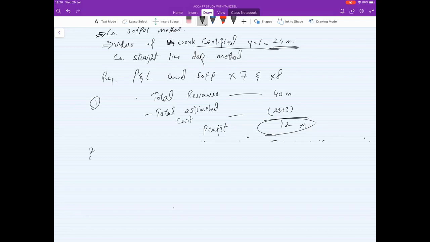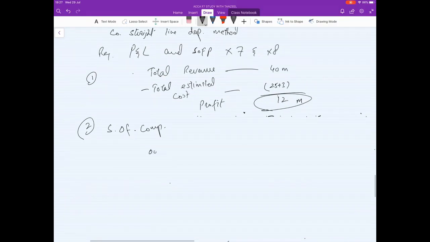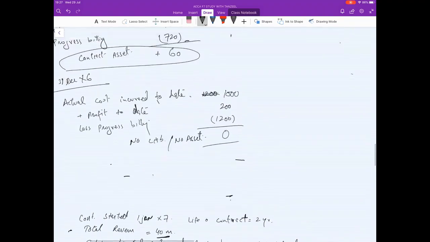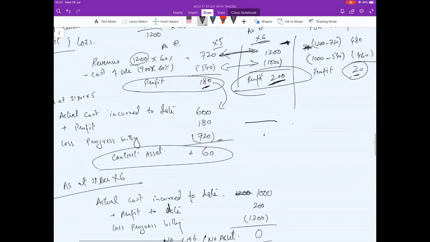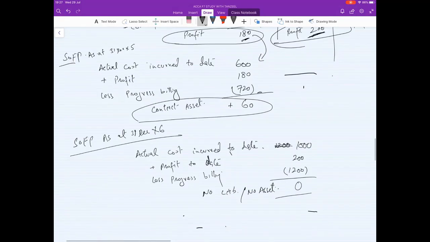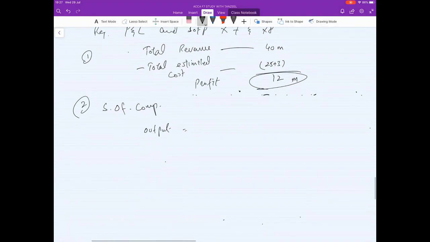Now let's do the second stage, the stage of completion. How much work has been done, and the company is using the output method. Output means value of work certified divided by total contract price. So the output method is value of work certified.